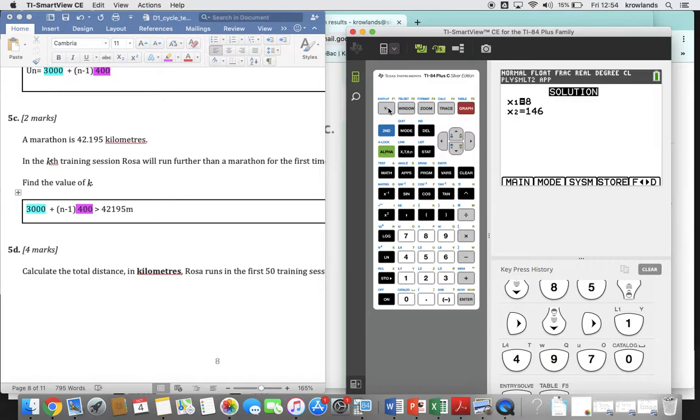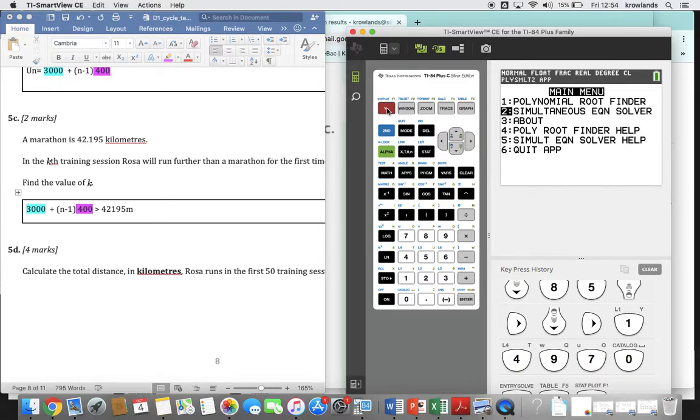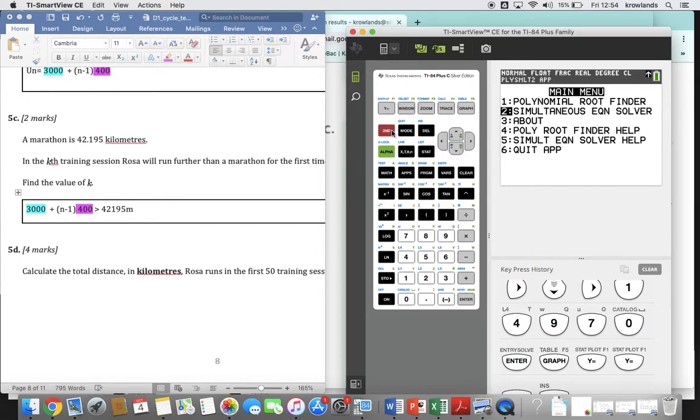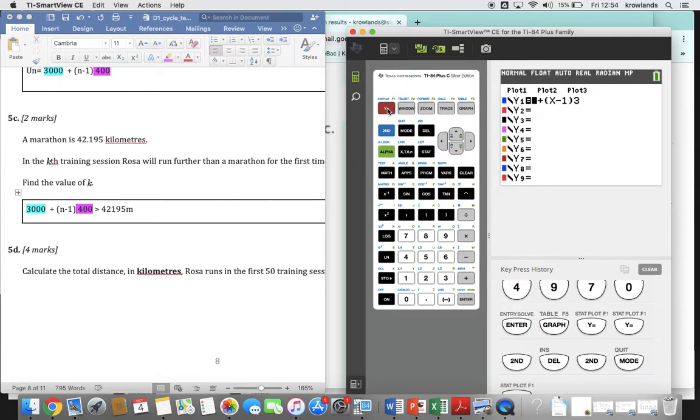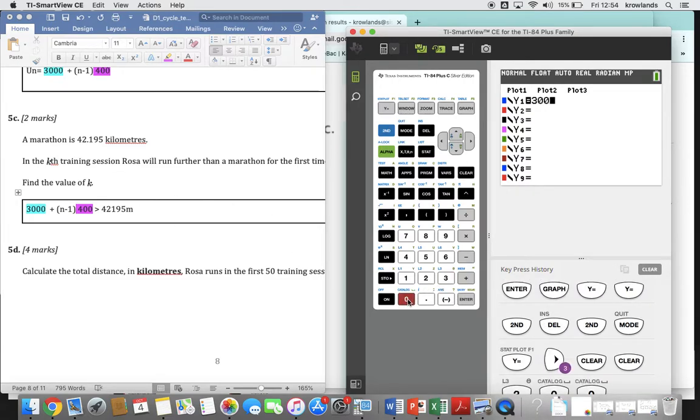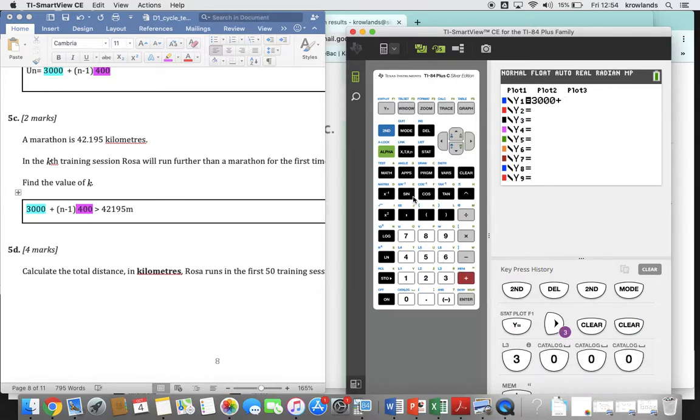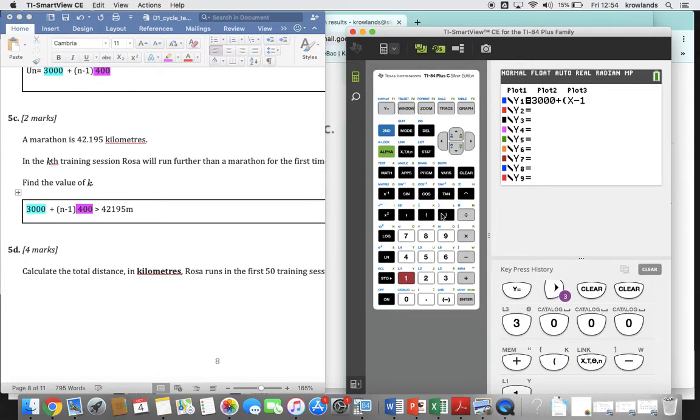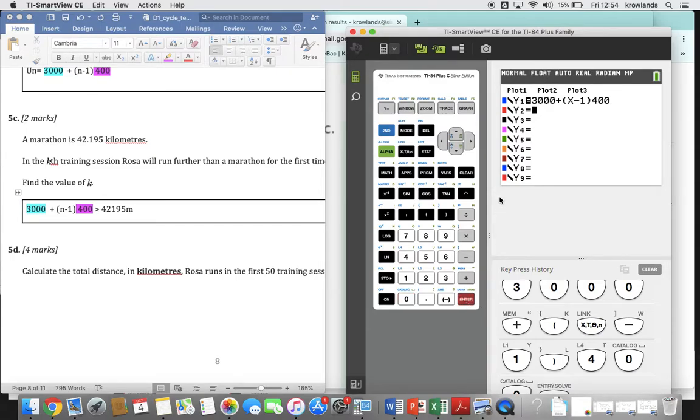So I'm going to go back to the y equals. To do that, I need to quit. Y equals. I'm going to clear what's already in the calculator. I'm going to type in the left-hand part of the equation. 3,000 plus brackets x minus 1 close brackets 400. Enter. Then we're going to click table.